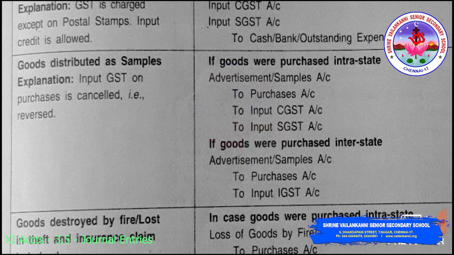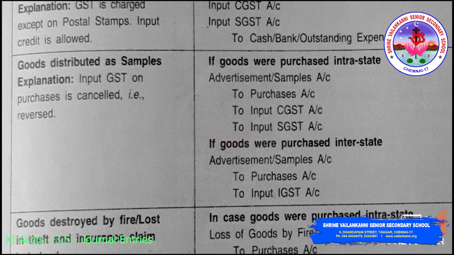Now the normal entry you are supposed to write is advertisement or samples account debit to purchases account, because you would have purchased that goods from your supplier. What is the journal entry you would have written? Purchases account debit to cash account. Yes, that purchase, did you sell that? No, you have distributed it as samples. So debiting purchases is not correct.